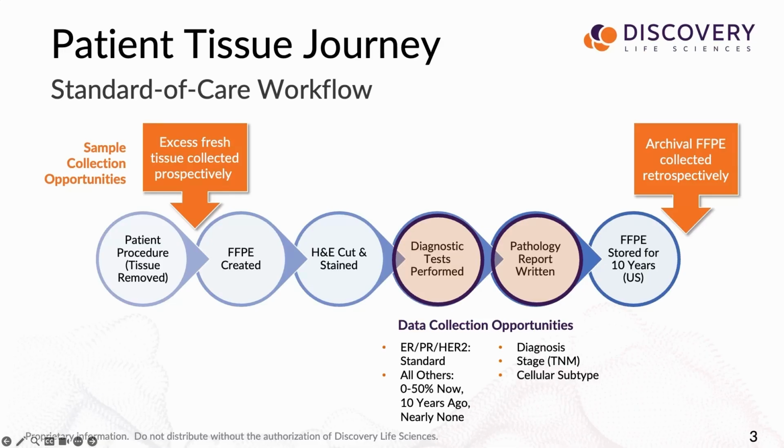So from a research need perspective, if this is where our biomarker data is coming from, at best, we're seeing it 52% of the time. And that's your best case scenario. So it ranges from 0 up to 50. And then, of course, that 10-year-old archival retrospective acquisition now sets the clock back 10 years. So that's one data gap, and we'll talk about more gaps on the next slide. And then, of course, there's also the pathology report, which is your source of truth for diagnosis, for stage TNM, for cellular subtype.